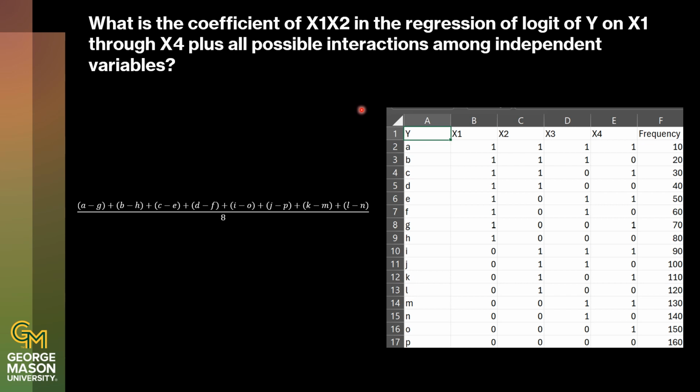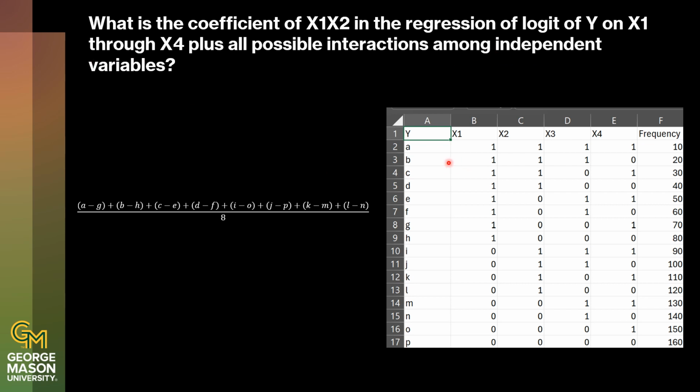Question 2 states, what's the coefficient of x1, x2 in the regression of logit of y on x1 through x4 plus all possible interactions among independent variables? Now, first take note of the first part of the statement, x1, x2, which are these two columns, since we are considering all values here, on the regression of logit of y on x1 through x4 plus all possible interactions among independent variables.